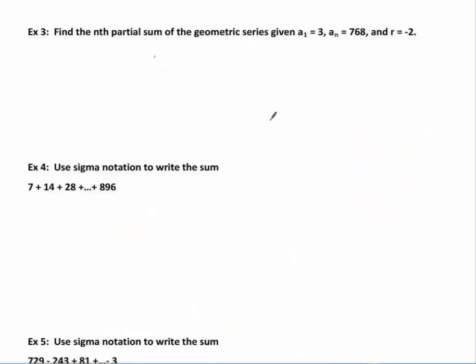All right, next example. Find the nth partial sum of the geometric series given a sub 1 equals 3, a sub n equals 768, and r equals negative 2. So remember, here's our formula. We'll write it on this page again. S sub n equals a sub 1 times 1 minus r to the n over 1 minus r. Well, a sub 1 equals 3, no problem. r equals negative 2, no problem. n equals, we don't know. So we're going to have to find out what n is.